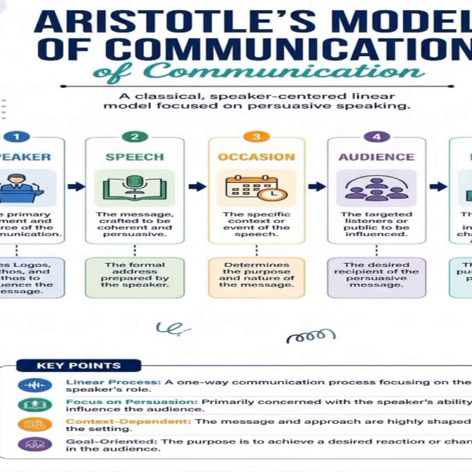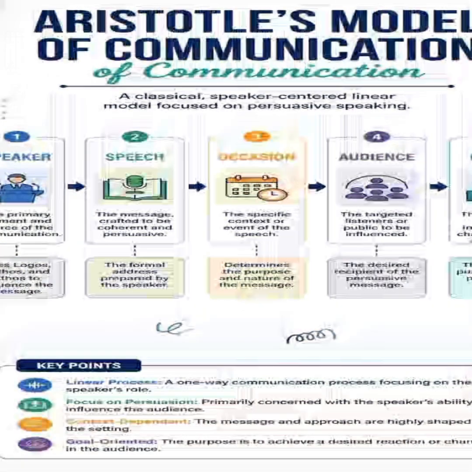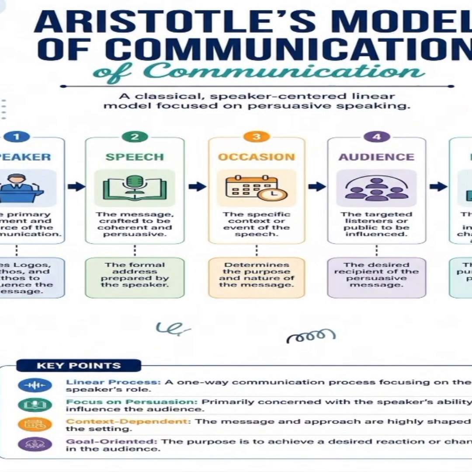First, we have the speaker. It is the primary element and the source of the communication. And the bottom box shows us logos, pathos, and ethos to influence the message. In this model, the speaker holds all the power, the directive force. Aristotle pointed out that to be effective, a speaker must have three classical appeals: ethos, which is credibility or authority; pathos, which is the emotional connection; and logos, which means logic and reasoning.